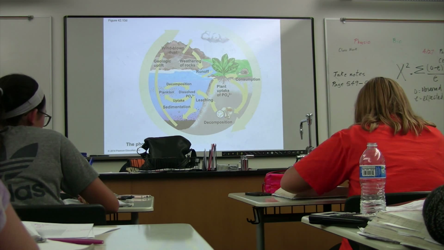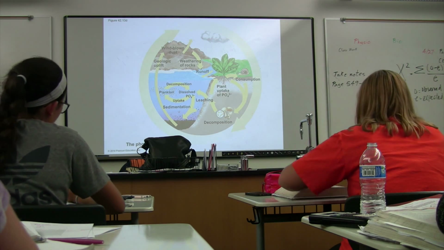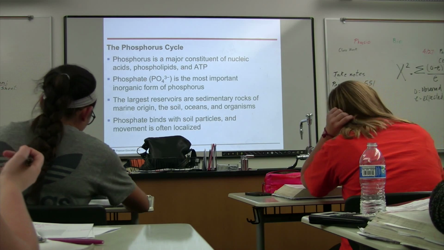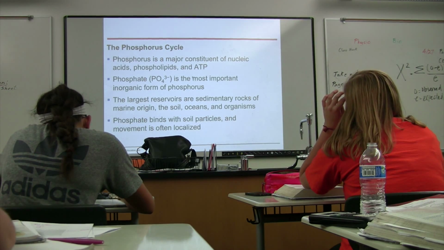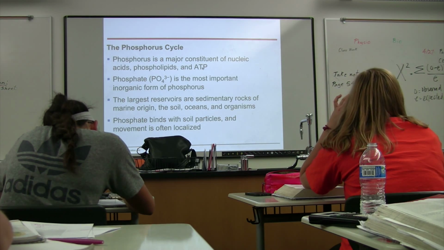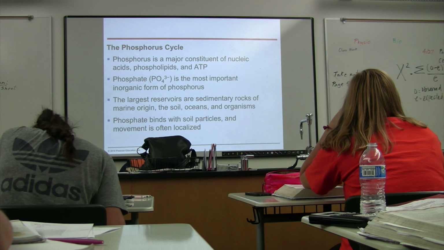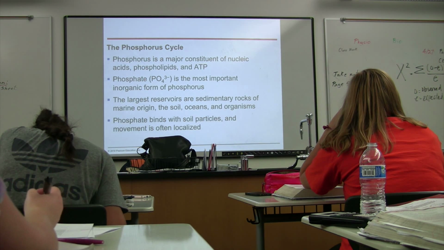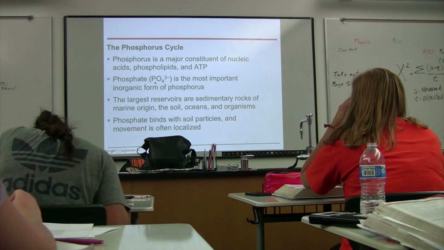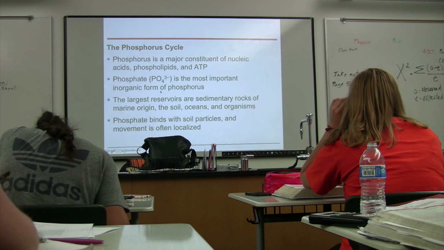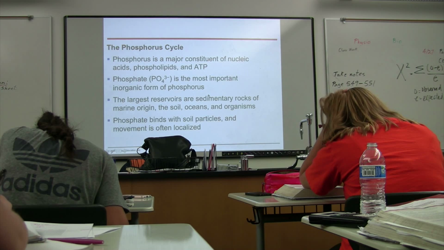Last one, but certainly not the least, this is your phosphorus cycle. Phosphorus is a major part of ATP. It's one of the most important parts. It's also a major part of nucleic what? Nucleic acids, phosphate. So we have this, phosphate, the most important inorganic form of phosphorus, which I would know.